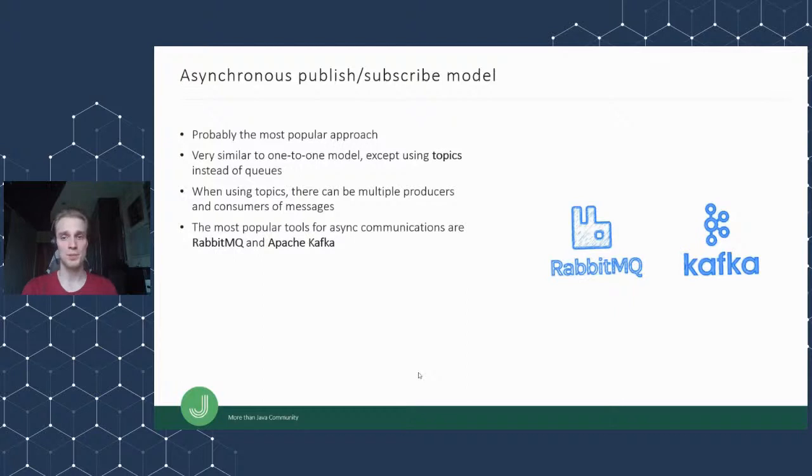Then the asynchronous publish-subscribe model. It's probably the most popular approach nowadays, and it's very similar to the one-to-one model, except it's using topics instead of queues. When using topics, as I already said, there can be multiple producers, or services that produce messages for other services, which are stored in those topics, and consumers of those messages that take the messages out of the topic and do some work on them. And the most popular tools for async communications are RabbitMQ and Apache Kafka. They both have functionality of queues and topics, but RabbitMQ is mostly popular in the one-to-one model, while Apache Kafka is really popular for publish-subscribe.